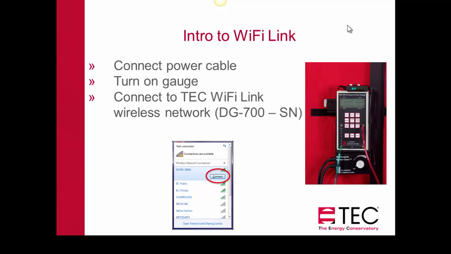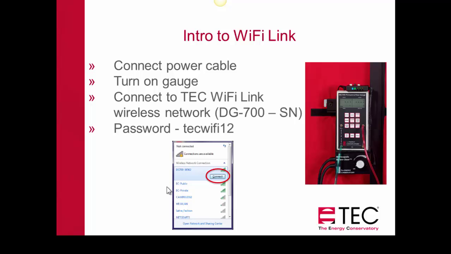Then you'll connect to the Wi-Fi link, and it'll show up when you go to your Wi-Fi settings, and you can see all the networks that are available. And one of those will be DG700 dash, and then the serial number of your gauge. That'll show up as a Wi-Fi network, and you'll click connect to connect to that network.